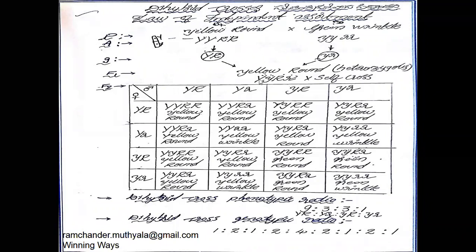See, here capital Y freely combines with capital R, and capital Y combines with small r. Capital Y, capital R is one type of gamete from the F1 parental plant. The others are capital Y, small r; small y, capital R; and small y, small r. These are the 4 types of gametes developed from filial generation 1.